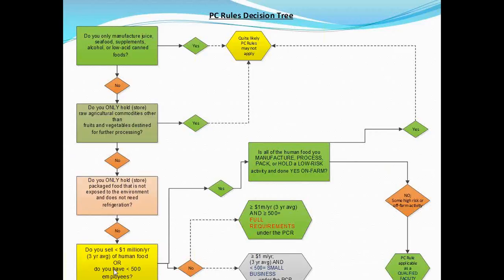Let me just go back to this question. Do you sell less than 1 million per year, or do you have less than 500 employees? If your response was no, then you have two options. Then ask the question: is your income greater than 1 million per year and you have more than 500 employees in your organization? Then the PC rule, the preventive control rule, is definitely applicable to you. On the other hand, if it is greater than 1 million per year and you have less than 500 employees, then still the rule is applicable, but that is under the small business category.